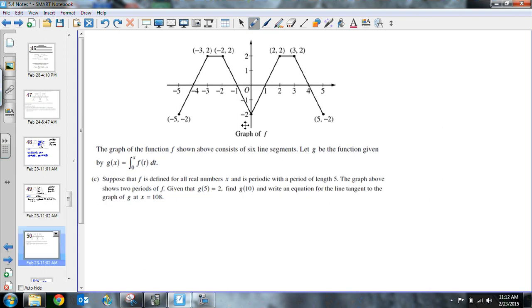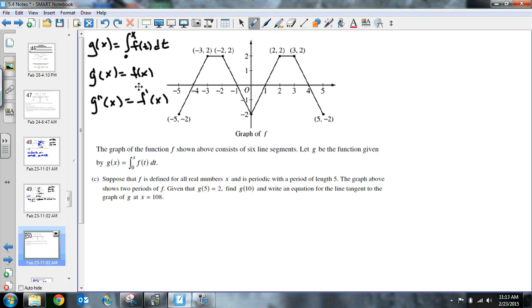Okay, now the last part's kind of tricky. It gives me this scenario. Suppose that f, this function f, which is really g prime, let's write all that out again. So g of x equals the integral between 0 and x of f of t dt. I know that then g prime of x is equal to f of x, and I know that g double prime of x is equal to f prime of x.